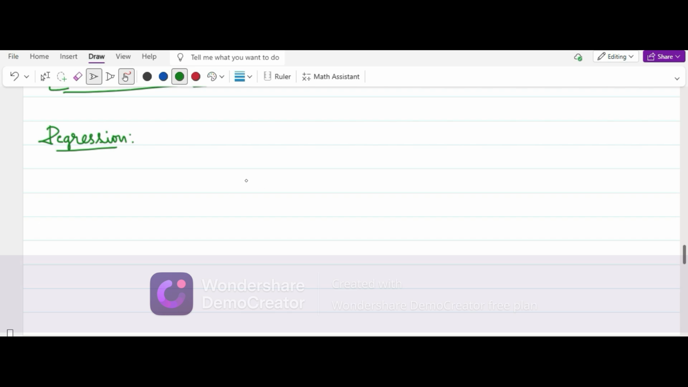So let us write the equation of the regression lines.